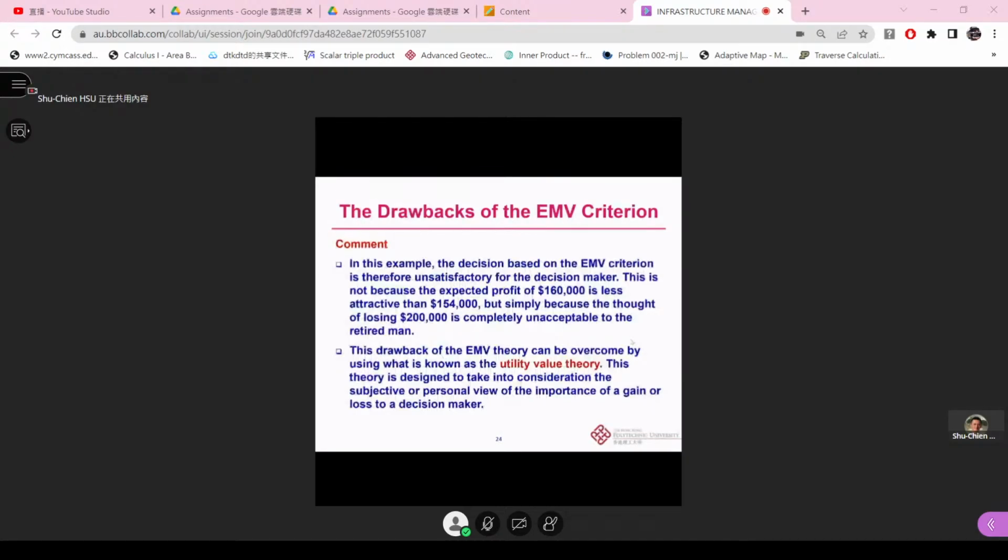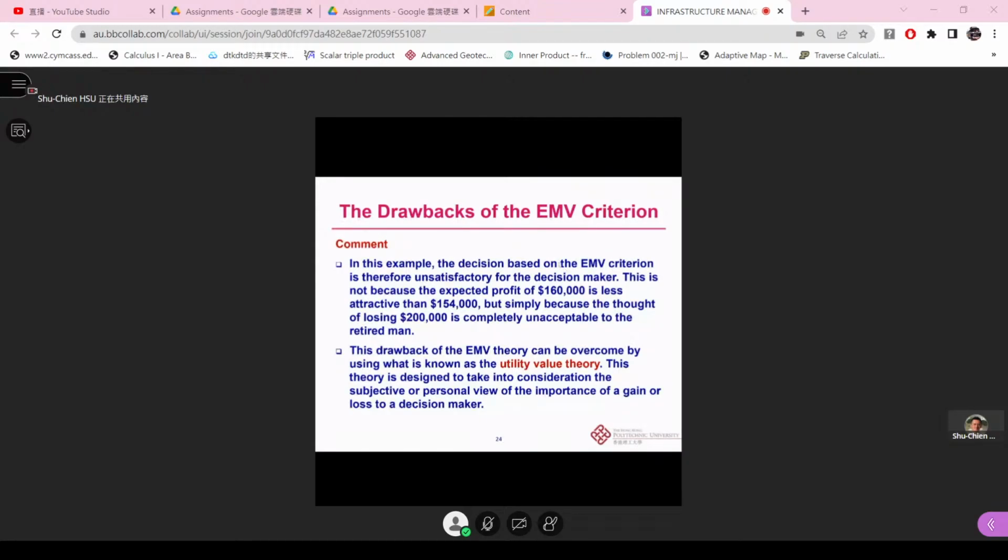in this example, a decision based on the EMV criterion is therefore unsatisfactory for the decision maker, right? This is not because the expected profit of 160,000 is less attractive than 154,000, but simply because the thought of losing all the money is completely unacceptable to a retired man, right? So this drawback of the EMV theory can be overcome by using what is known as utility value theory, which is designed to take into consideration the subjective or personal views of the importance of a gain or loss to a decision maker.